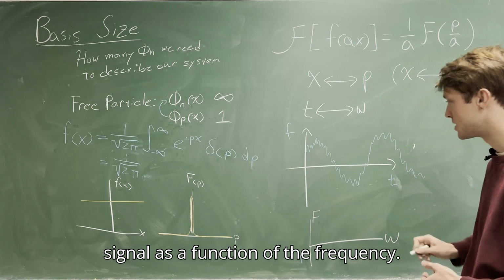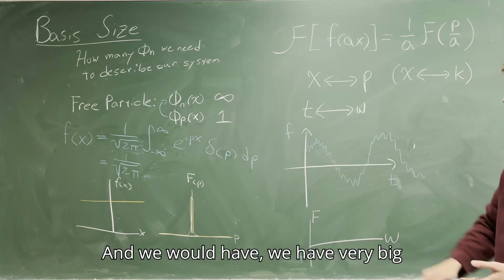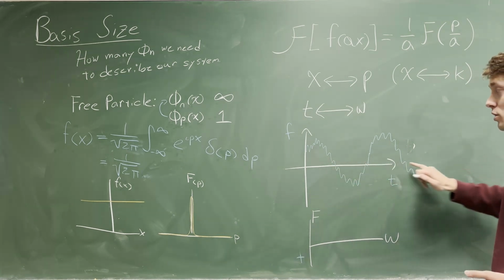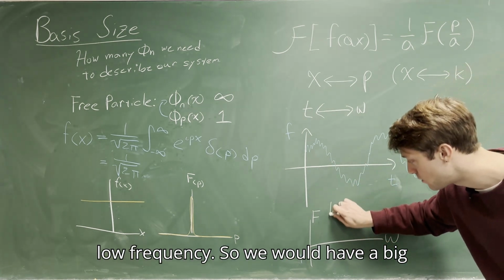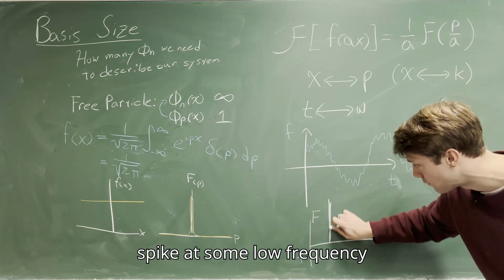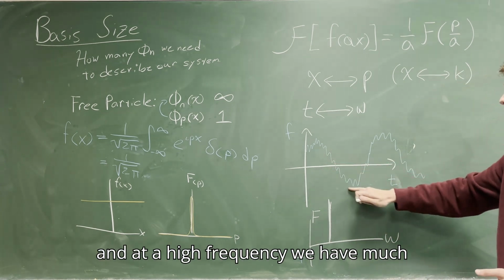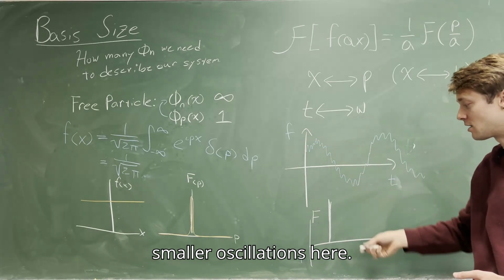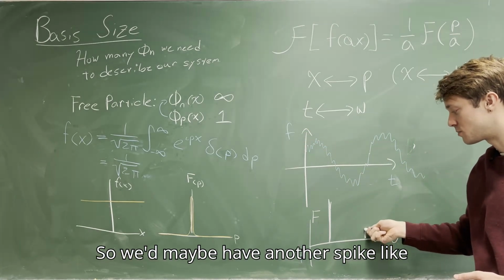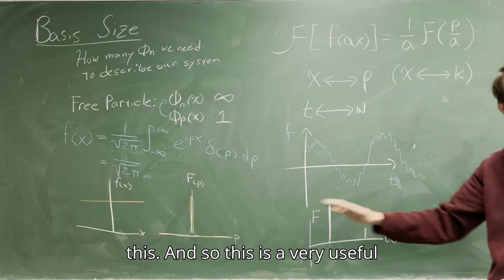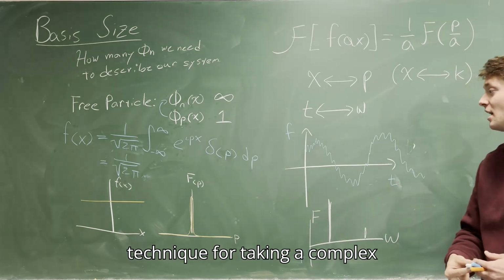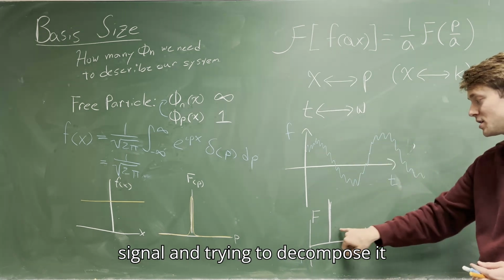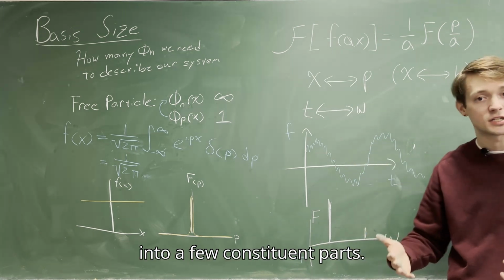Then this would turn into, I'll draw it down here below, our signal as a function of the frequency. And we have very big amplitude oscillations for our low frequency. So we would have a big spike at some low frequency, and at a high frequency, we have much smaller oscillations here. So we'd maybe have another spike like this. And so this is a very useful technique for taking a complex signal and trying to decompose it into a few constituent parts.